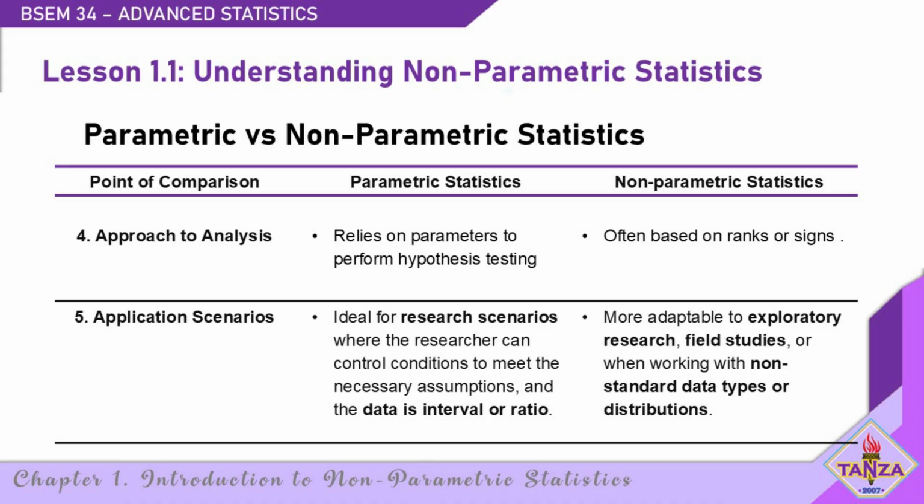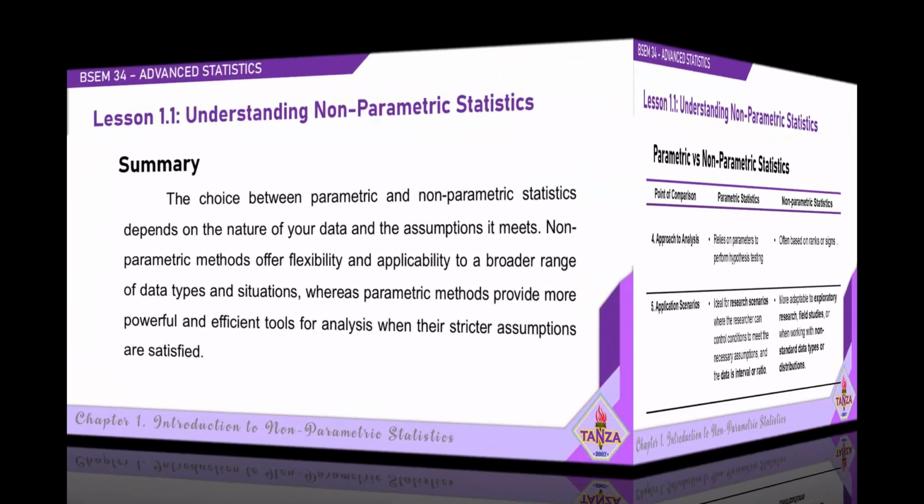So, if you're doing research in a lab with clean data, parametric tests might be ideal. But if you're surveying people in the community or working with odd or messy data, non-parametric is often the better choice. In summary, parametric, precise and powerful, if conditions are right. Non-parametric, flexible and useful, especially when conditions aren't perfect.